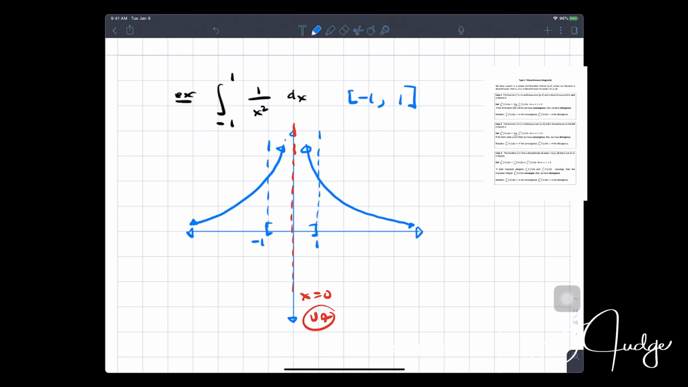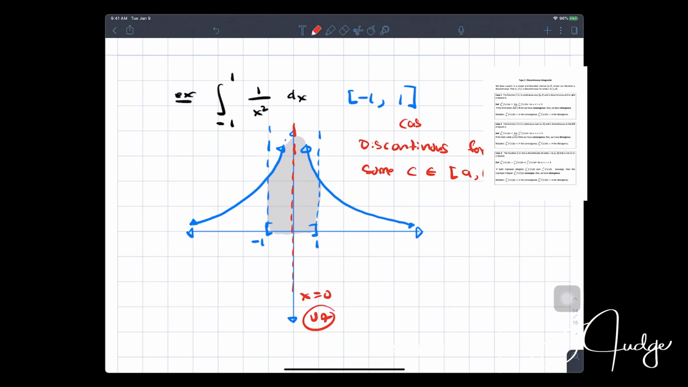this is the interval they're talking about. I want to find the area under the curve over that interval. So you have a real situation here. What this is saying is that your function is discontinuous for some number c in the interval AB that's given.